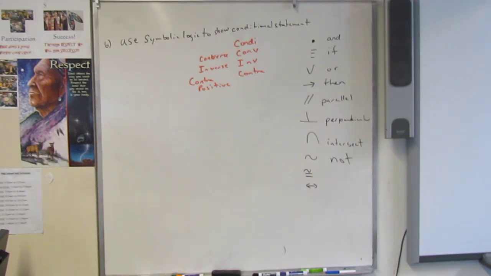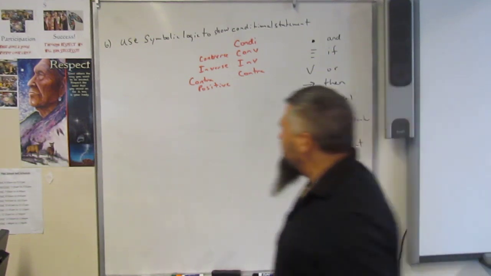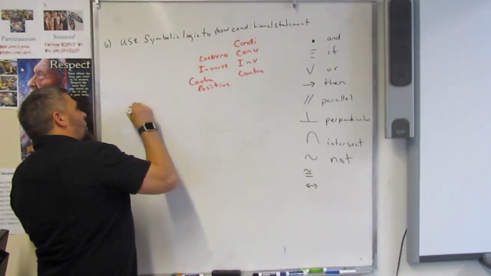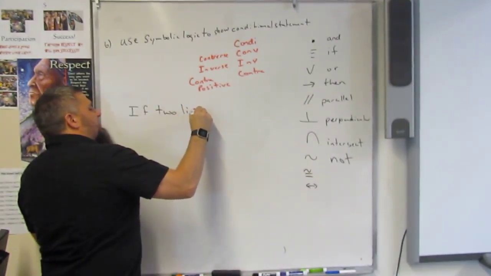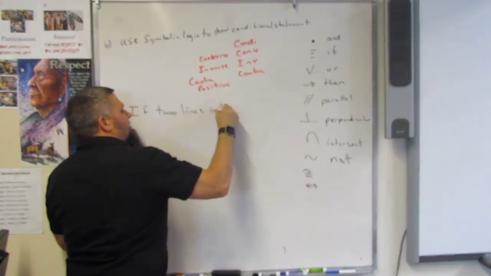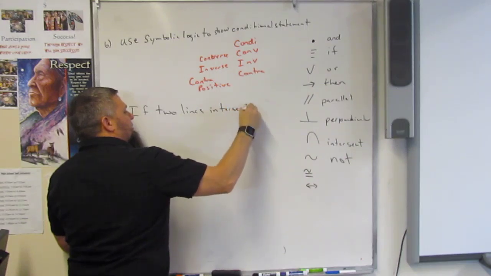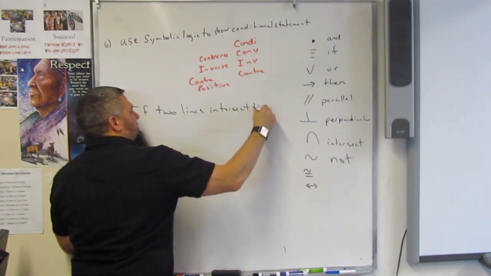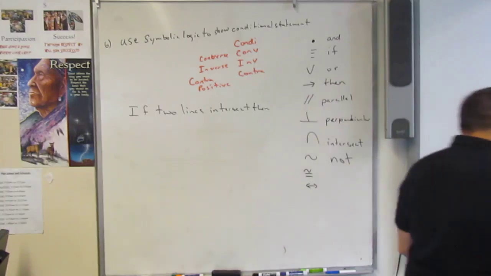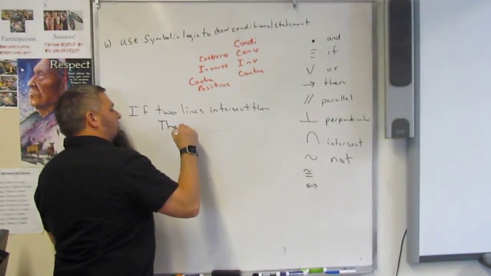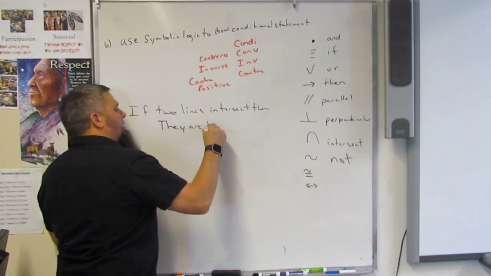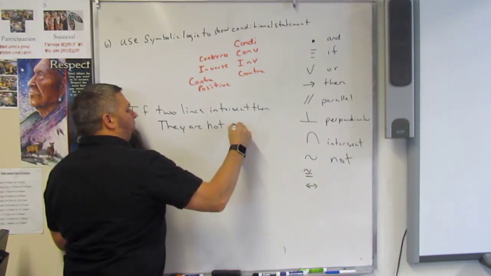It says if two lines intersect, then they are not parallel.